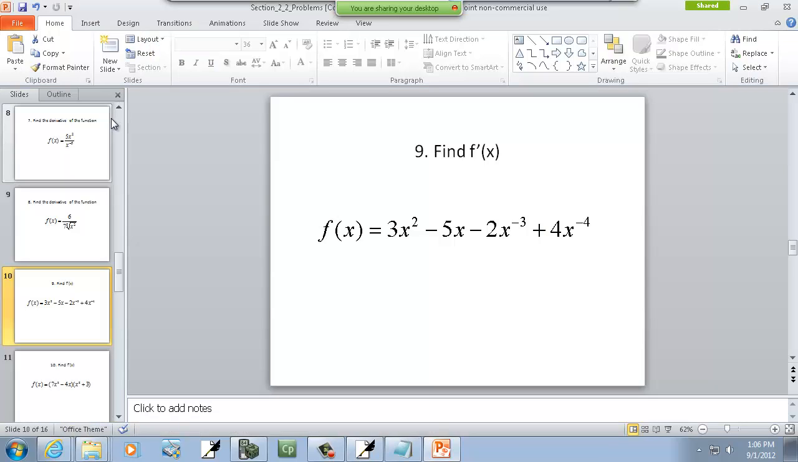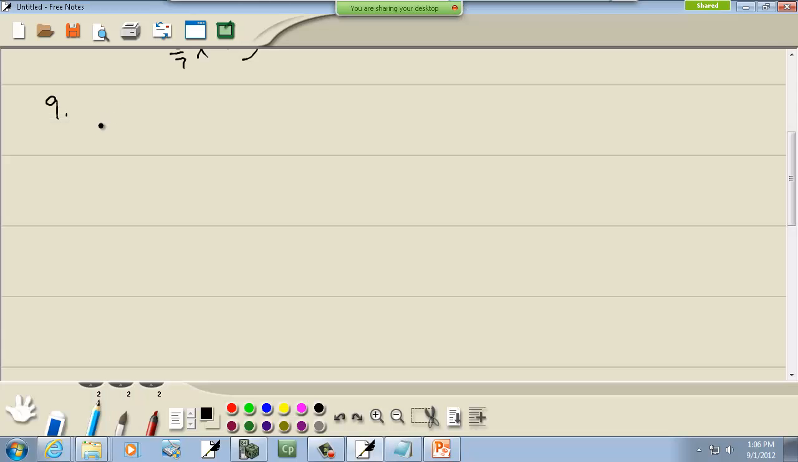Okay, so we got f of x is equal to 3x squared minus 5x minus 2x to the negative 3 plus 4x to the negative 4.